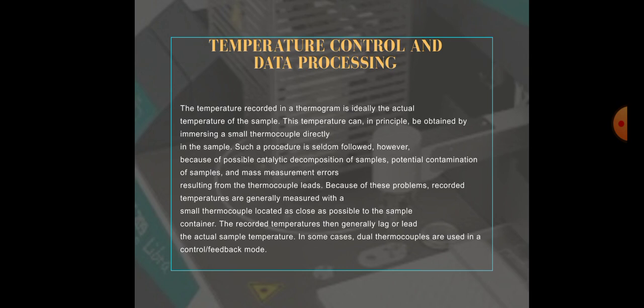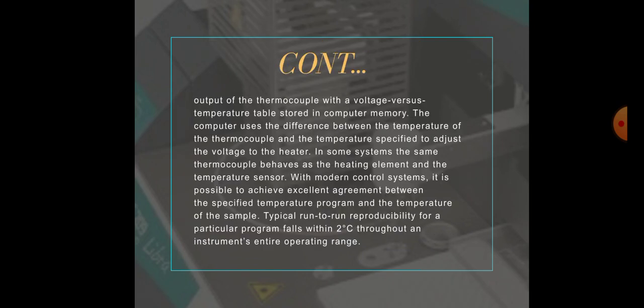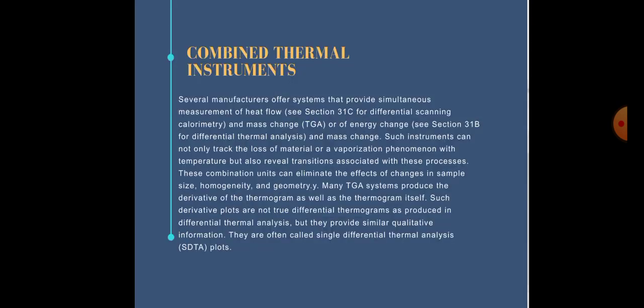In some cases, dual thermocouples are used in a control feedback mode. The output of the thermocouple is converted using a voltage versus temperature table stored in computer memory. The computer uses the difference between the temperature of the thermocouple and the temperature specified to adjust the voltage to the heater. In some systems, the same thermocouple behaves as both the heating element and the temperature sensor. With modern control systems, it is possible to achieve excellent agreement between the specified temperature program and the temperature of the sample. Typical run-to-run reproducibility for a particular program falls within 2 degrees Celsius throughout an instrument's entire operating range.